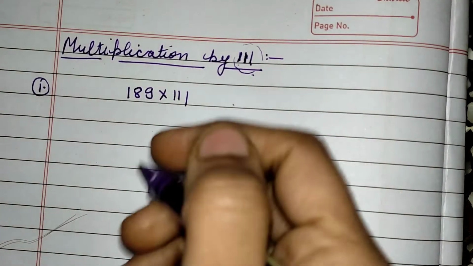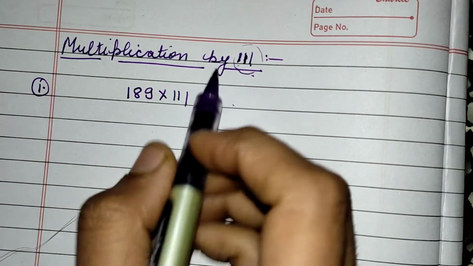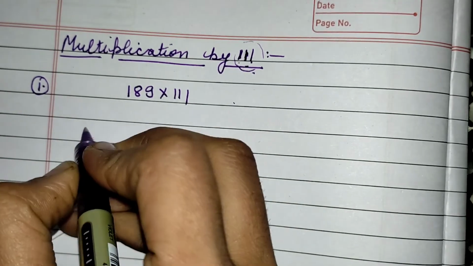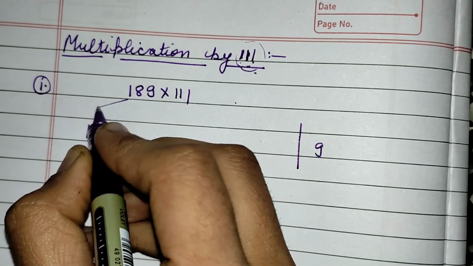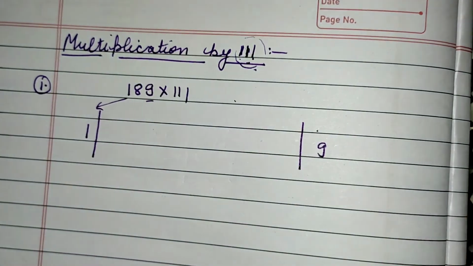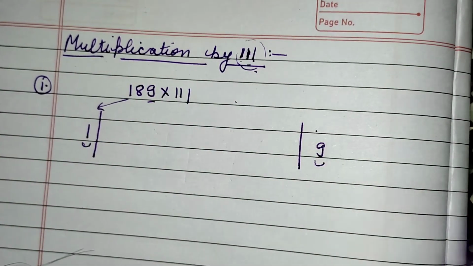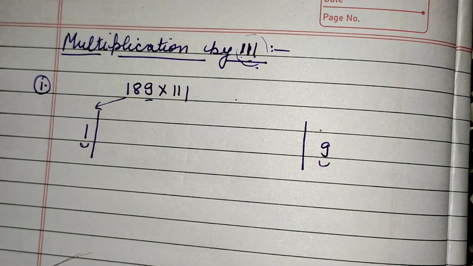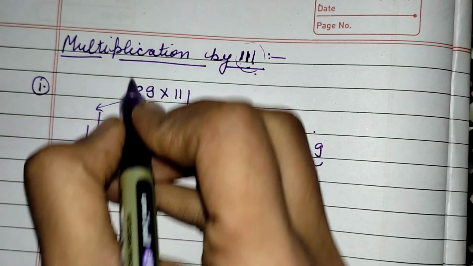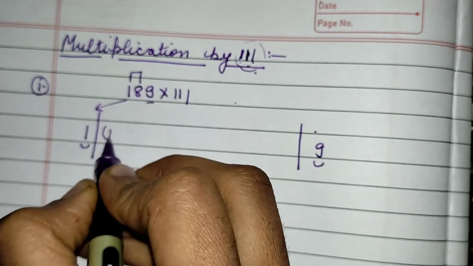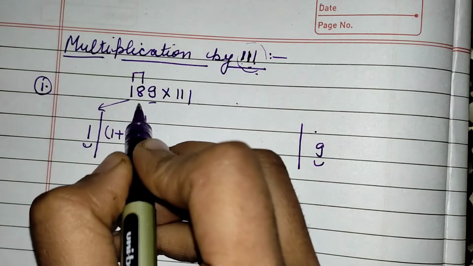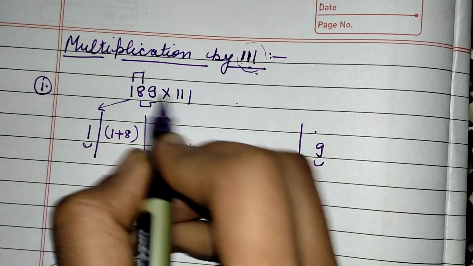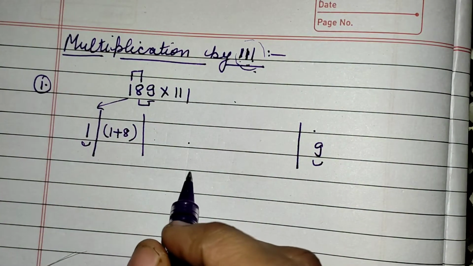Okay, so while writing the answer, what we did in the previous video when we were doing multiplication by 11, we wrote the first digit as it is and the last digit of the number as it is. This will be the first digit of the answer, and this will be the last digit of the answer, right? And in between, we were taking the first and second digit and doing the addition, then the second and third digit, then the third and fourth digit, right?